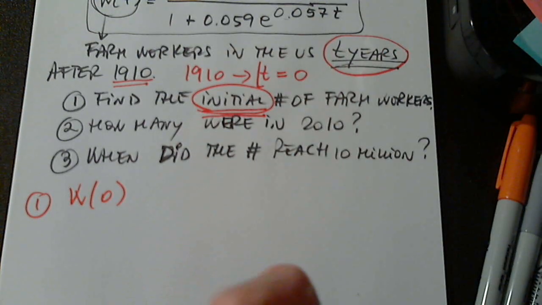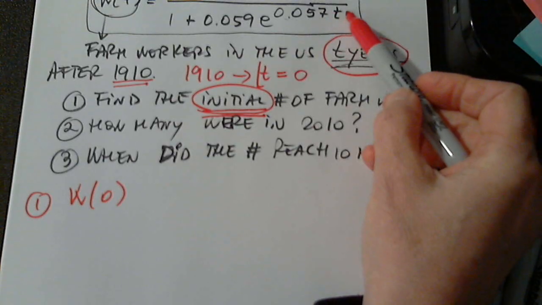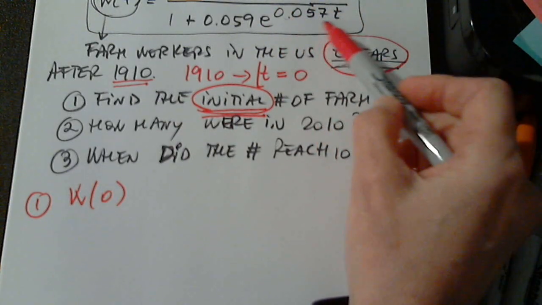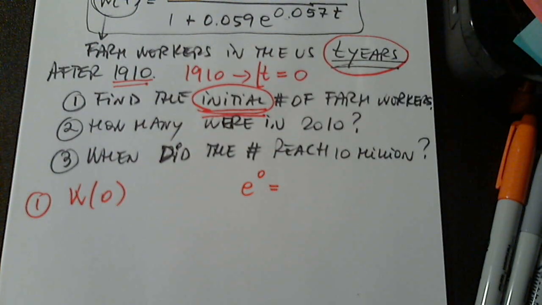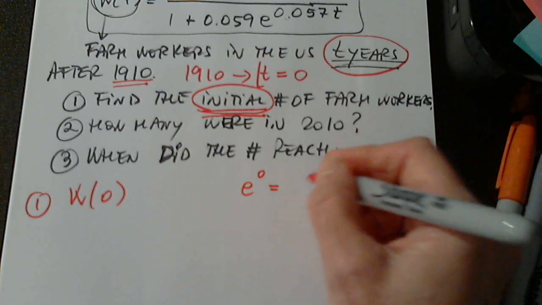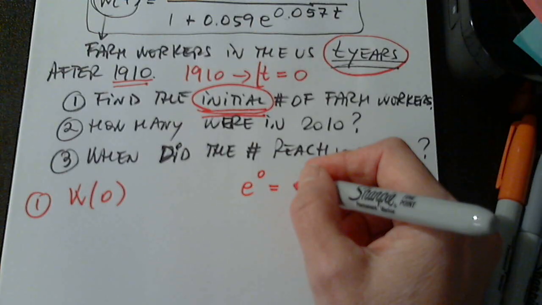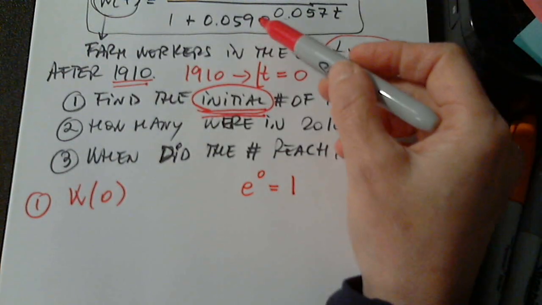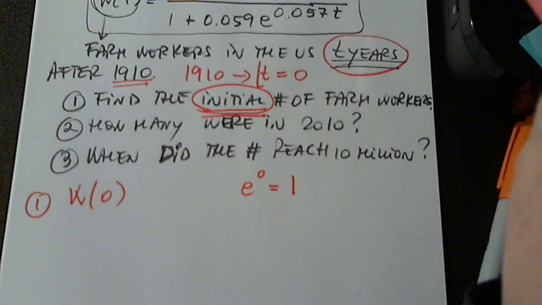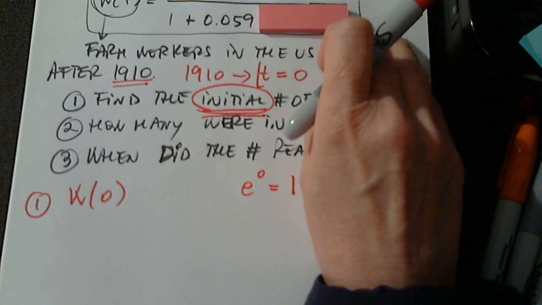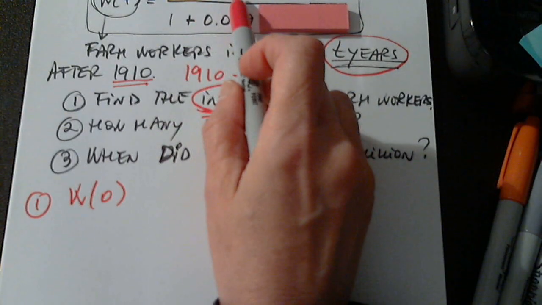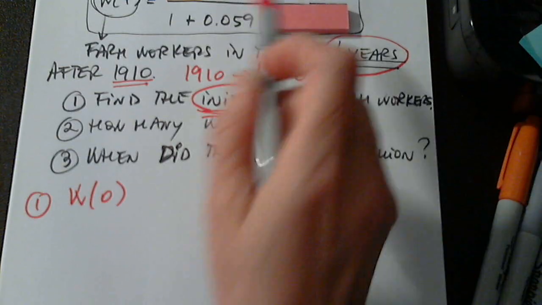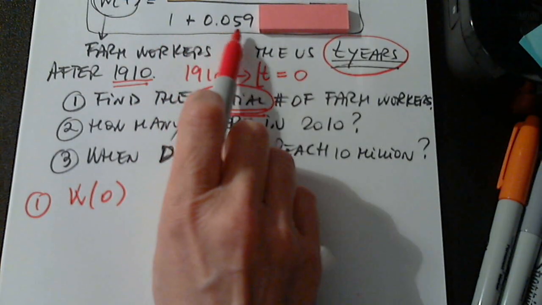Very easy, but I will still have to use a calculator. So when T is 0, how much is e to 0? Can anyone give us e to 0? Just to make sure it's clear. E to 0 is? 1. Thank you. So then this will disappear when we plug in 0, because it's 1. So I have to divide 14,656,248 by 1.059.